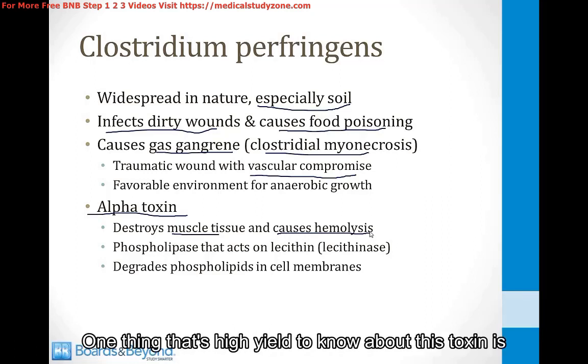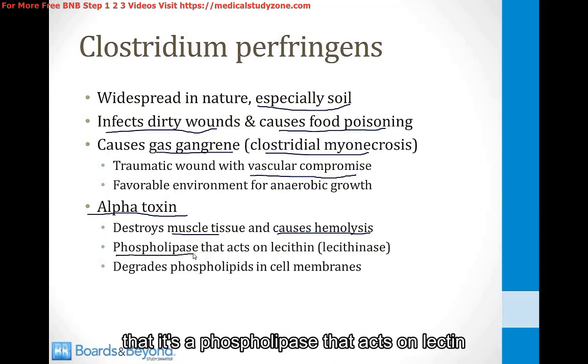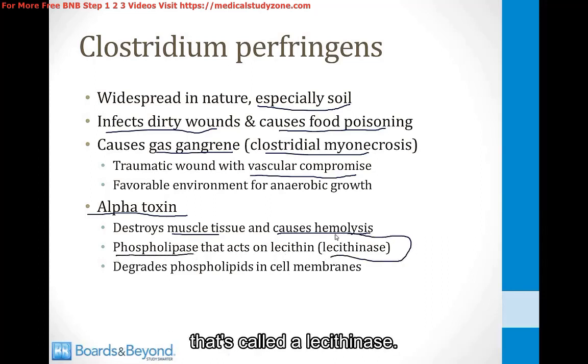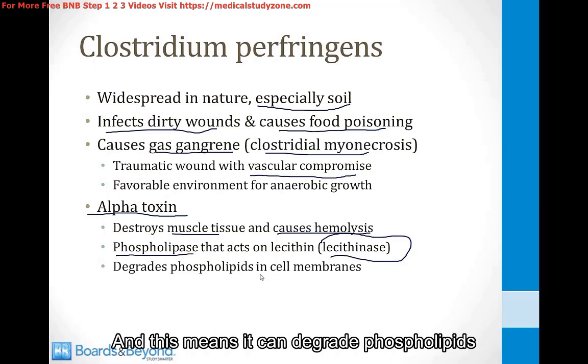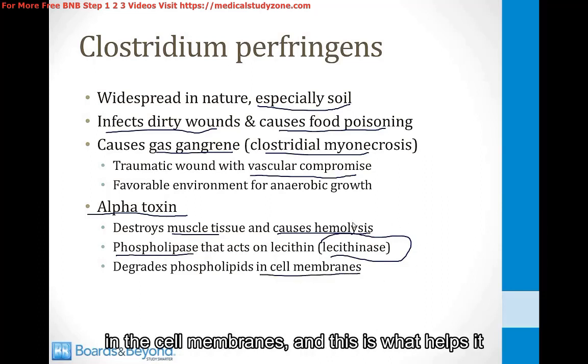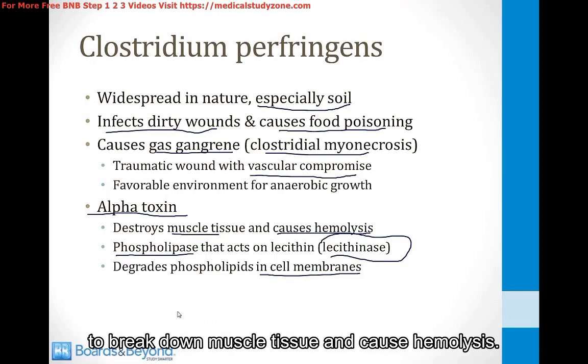One thing that's high yield to know about this toxin is that it's a phospholipase that acts on lecithin. That's called a lecithinase. And this means it can degrade phospholipids in the cell membranes, and this is what helps it to break down muscle tissue and cause hemolysis.